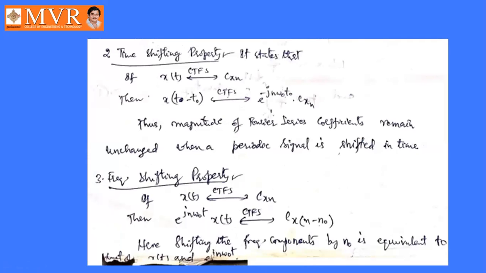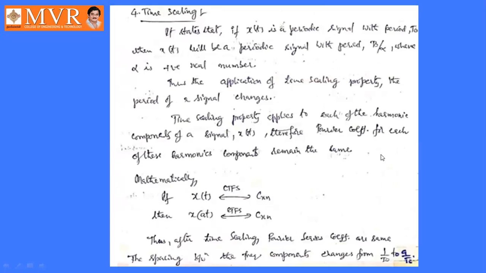Second one is the time shifting property. It states that if the continuous time Fourier series of x of t is Cxn, then the continuous time Fourier series of x of t minus t naught is nothing but e power minus j n omega naught t naught into Cxn. Thus, the magnitude of the Fourier series coefficients remains unchanged when a periodic signal is shifted in time. That is the time shifting property.